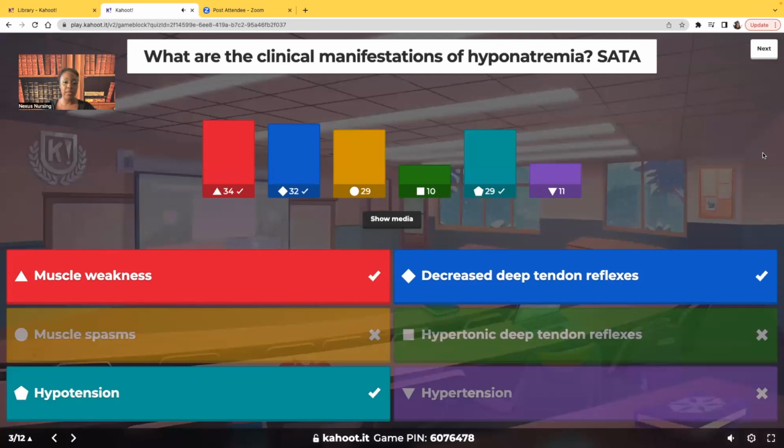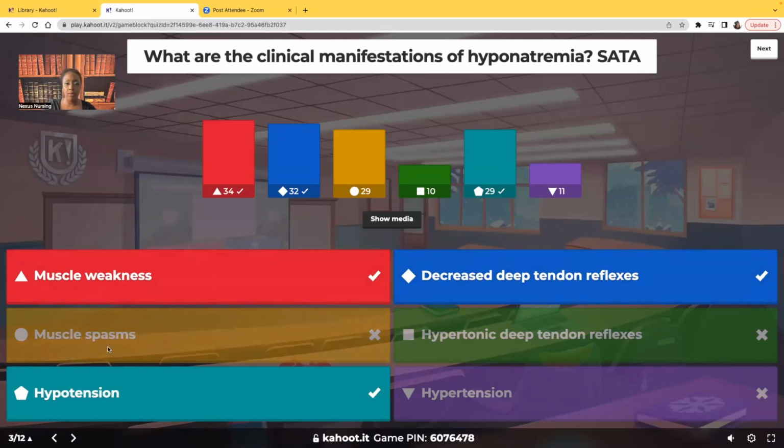Okay, let's go over this. So the signs and symptoms of the sodium being too low. Before we go over these signs and symptoms, you need to understand that sodium is very important for nerve and muscle function. So imagine what happens if the patient doesn't have enough of it. Yeah, they're going to have muscle weakness. The deep tendon reflexes, they're going to be decreased, not increased. They're going to be very slow.